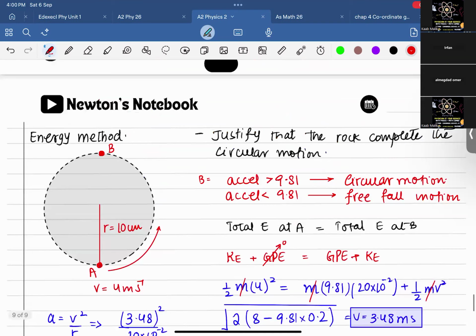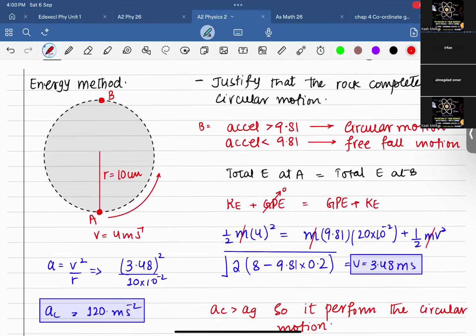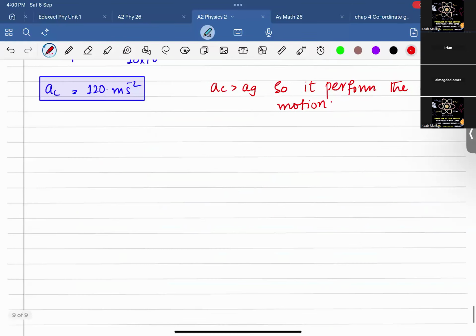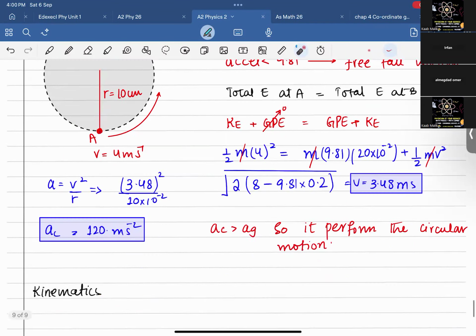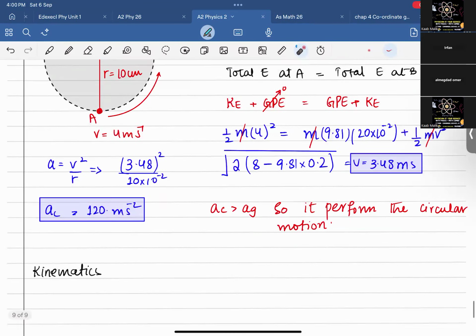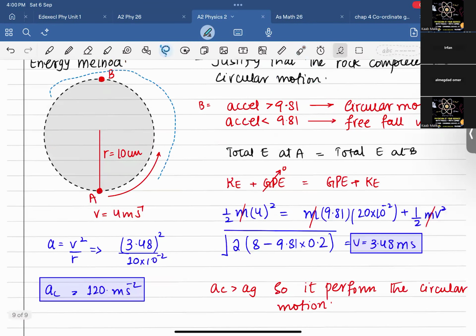Is there any other way to solve this sort of question, not using energy? You can use kinematics. If you want to use kinematics, you have the initial velocity, you have to find out the final velocity, and for that the displacement of the particle is 20. You can use that.